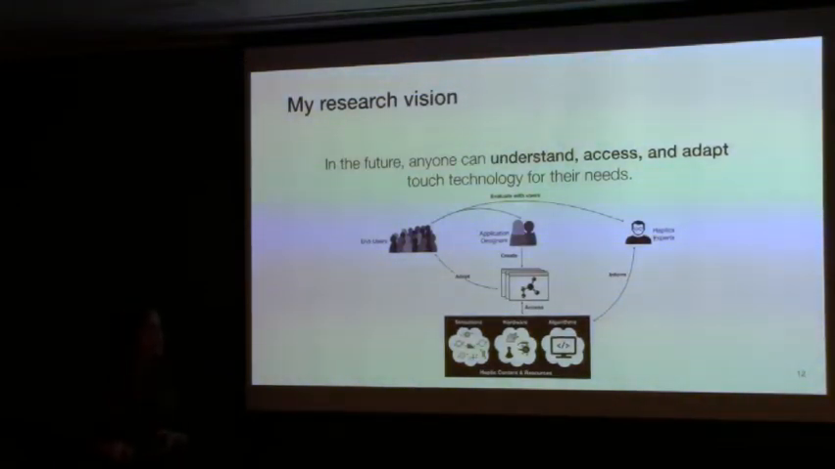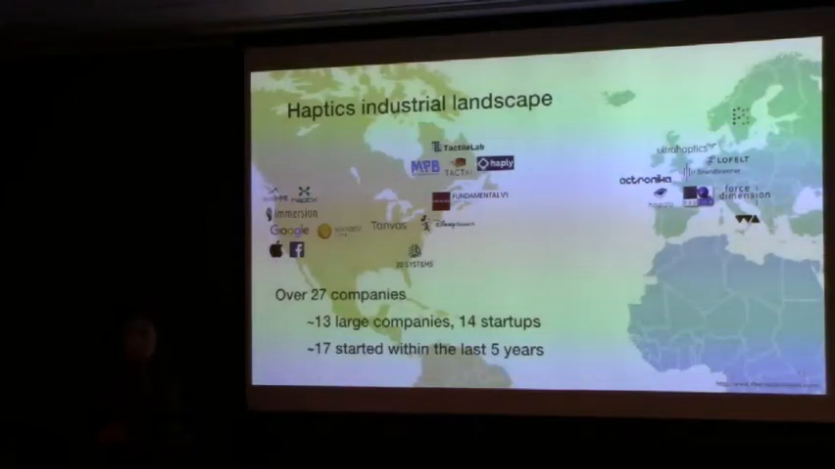And this is increasingly important because haptic technology is entering the market. So right now, there are over 27 companies around the world who invest in haptics. 13 of these are large companies, such as Apple and Facebook. And there are at least 14 startups. And 17 of these companies started working in this area within the last 5 years. So this is an exciting time for the field. The technology is starting to enter the market, and we need to be able to give people tools to control the technology.